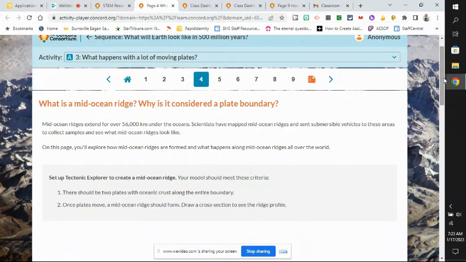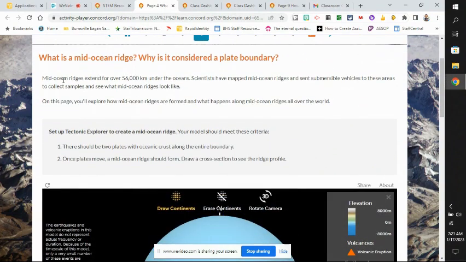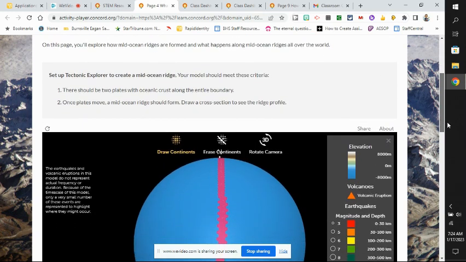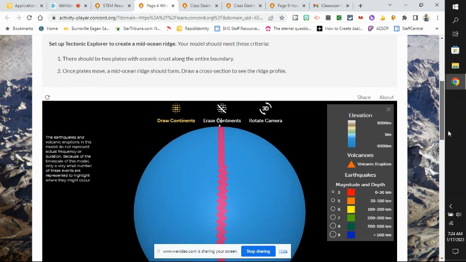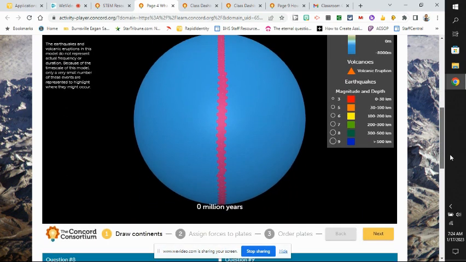So what is the mid-ocean ridge and why is it considered a plate boundary? It says mid-ocean ridges extend for over 56,000 kilometers under the oceans. Scientists have mapped mid-ocean ridges and sent submersible vehicles to these areas to collect samples. So we're going to take a look where two plates are moving away from each other. Here we have two plates of oceanic crust. Once they move, let's take a look at what happens.